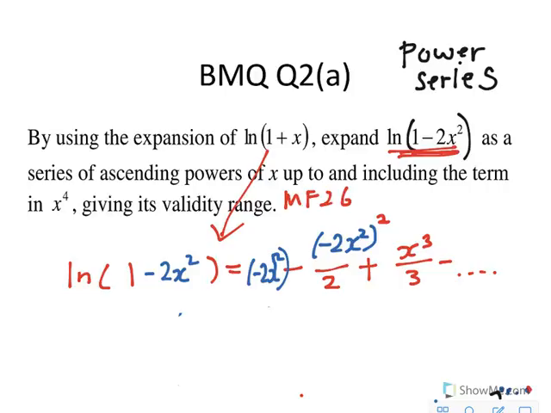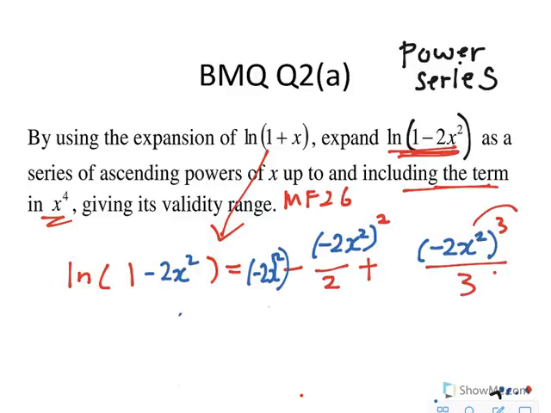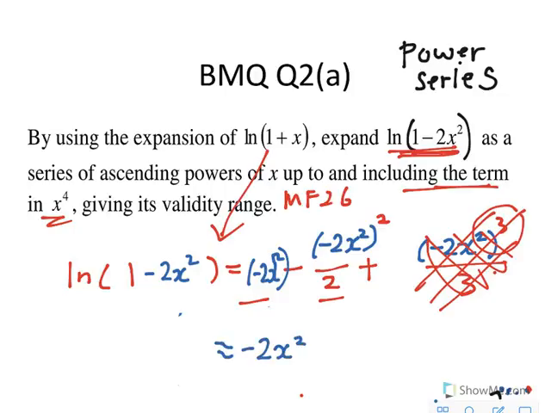The last one is x³/3. Do we need x³/3? We only need up to the term x to the power of 4. If we put x³/3 here, it gives (-2x²)³, which is x to the power of 6, so we don't need it and can erase it. These are the only two terms we need. Simplifying our answer, that gives approximately -2x² - 2x⁴.